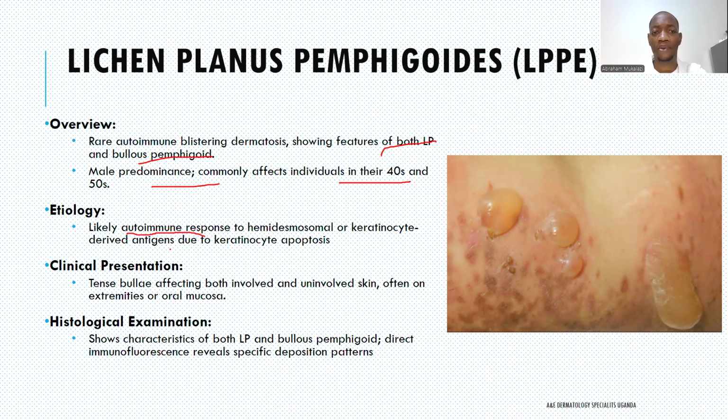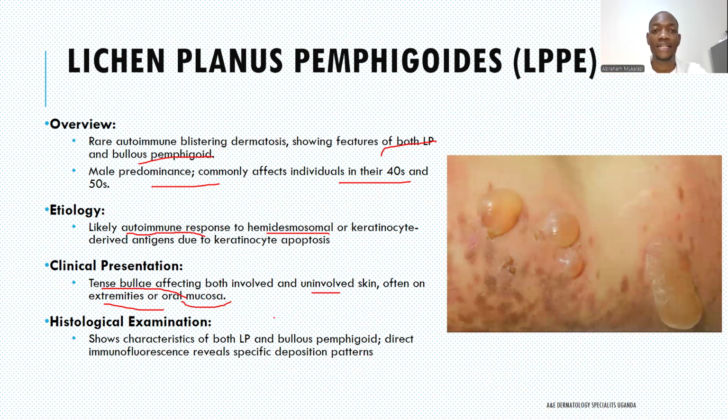In etiology, you have an autoimmune response and dysregulation to the desmosomal proteins or keratinocyte-derived antigens that now trigger the reaction, and then we end up with keratinocyte apoptosis and the formation of these blisters. So in the clinical picture, someone will get tense blisters, as we see in bullous pemphigoid, that can involve both the involved and the uninvolved skin, oftentimes the extremities, and also the oral mucosa.